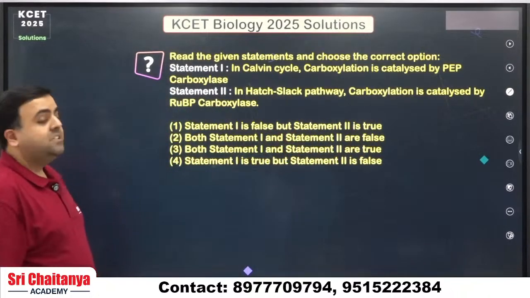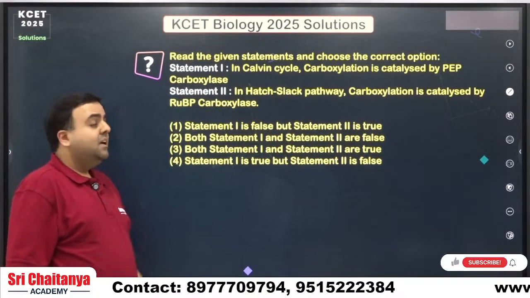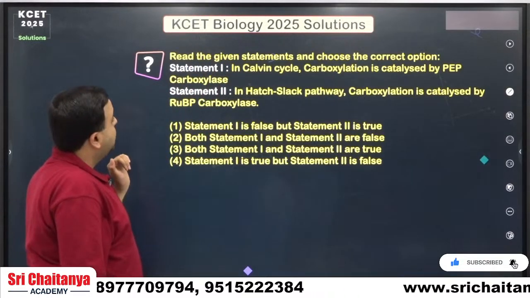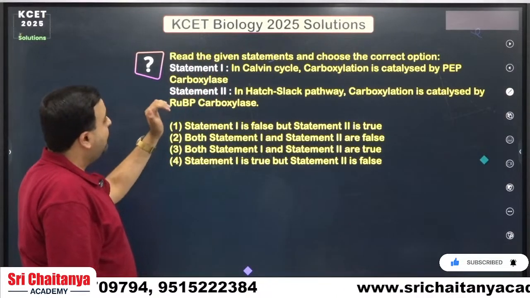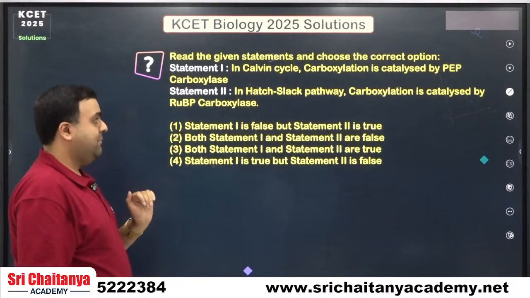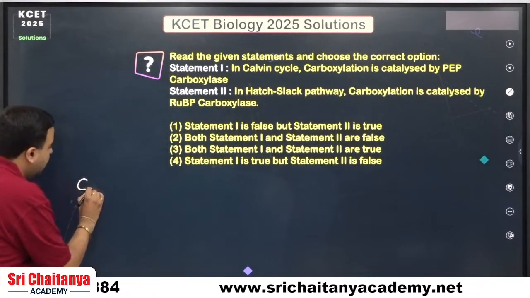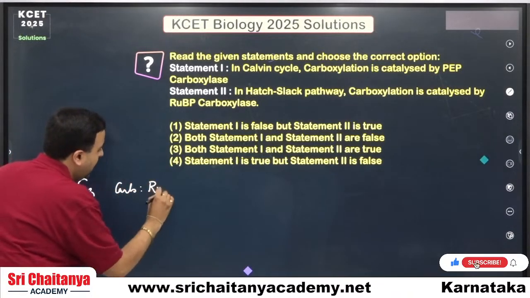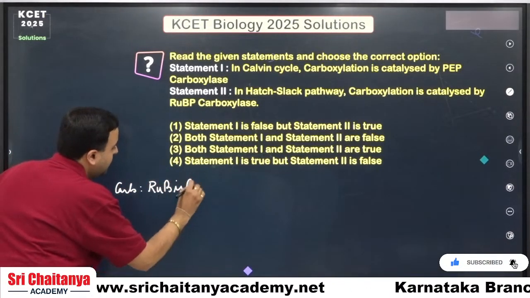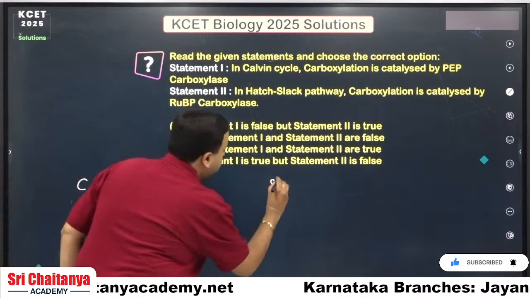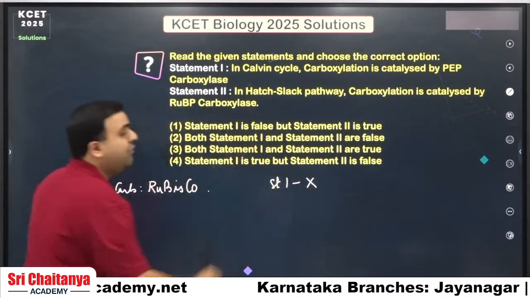Now this is a question coming from photosynthesis chapter, combining C3 and C4 cycles. The given statement, statement 1, in Calvin cycle, carboxylation is characterized by peptidase enzyme. False, because in a C3 plant, the carboxylation is always by the Rubisco enzyme. So therefore, statement 1 is going to be false.